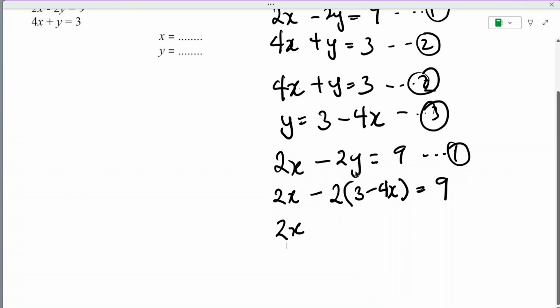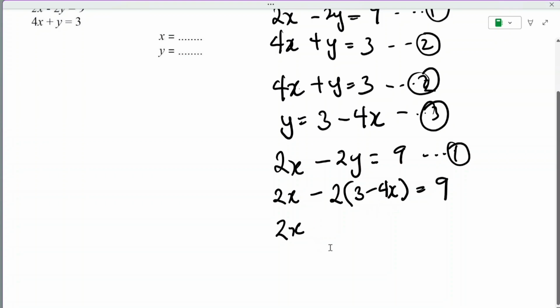This minus 2 multiplies this y, and y is 3 minus 4x. So the minus 2 affects both the 3 and the minus 4x. Some students will get this wrong just because of this fact. You should note that this 4x owns this negative.